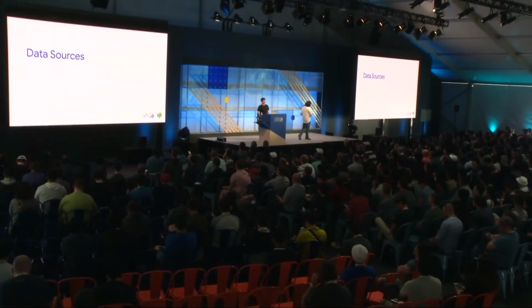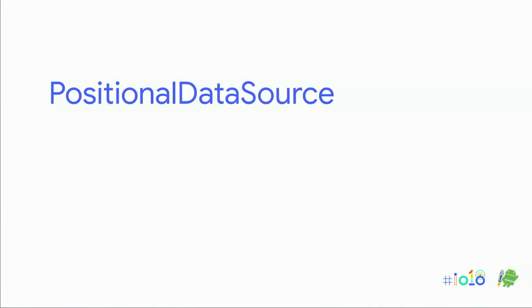OK, let's talk about data sources. So we mentioned that page list is a list implementation that works with a data source. And we have different types of data sources. You can have a positional data source, an item keyed data source, and a page keyed data source. OK, let's start with the positional data source.